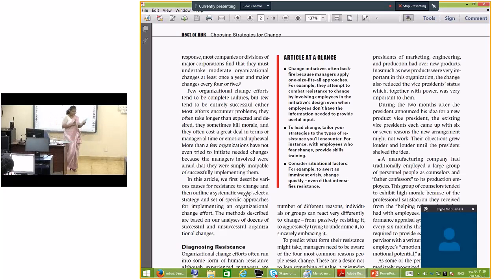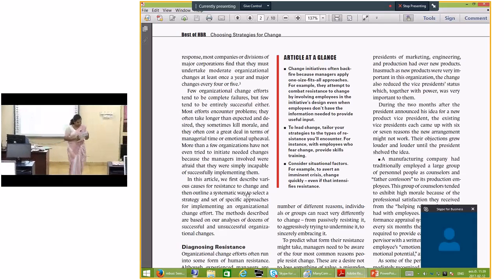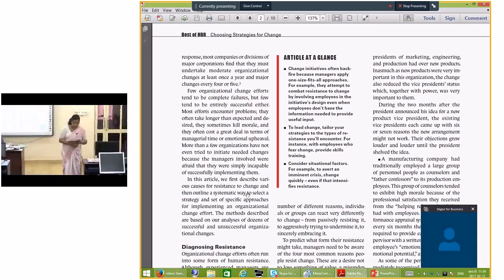Yes, understood, no? Then that is one. The article is highlighting firstly what kind of causes for resistance to change, what kind of reasons that they are rejecting this particular change. And also the article is highlighting a systematic way to select a strategy. So based on this resistance, how do we go with another strategy, and a set of specific approaches for implementing an organizational change effort. What does it mean? Yes, what kind of approaches can we use to implement this particular organizational change effort.